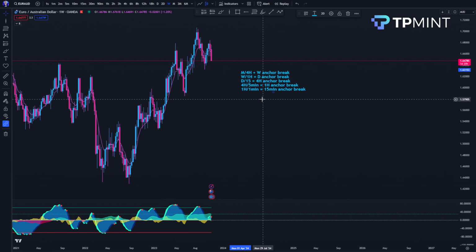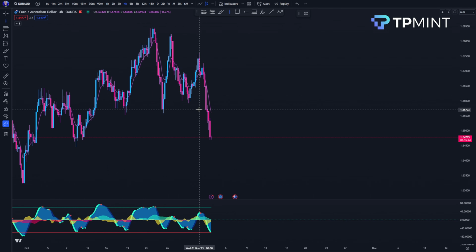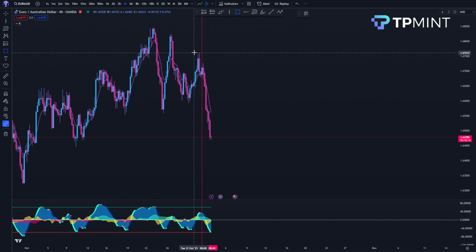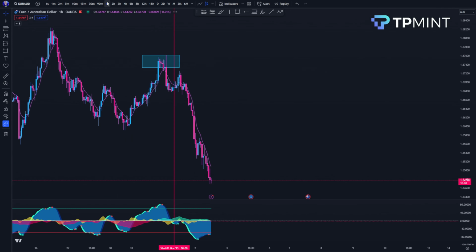So we can go and maybe look at a 4 hour, 5 minute. For example, we'll see if we're getting a 1 hour anchor break to an anchor break. So if we were starting, for example, using the basic strategy, you wanted to know that this was going to be a 4 hour short, you would then go and see if the 1 hour had a blue wave hitting plus 60, breaking back down on plus 60. Let's go and have a look.